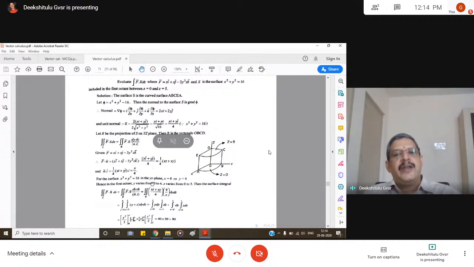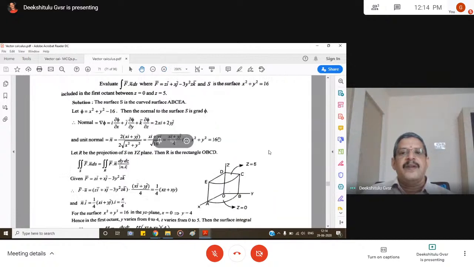So evaluate the surface integral of F dot n dS, where F is xzi plus xj minus 3y square zk, and S is the surface x square plus y square is equal to 16, included in the first octant between z is equal to 0 and z is equal to 5. So the surface is this one, the circular surface, that's what we want. So F dot n dS, this is what we need.